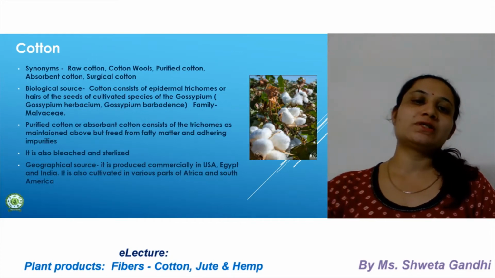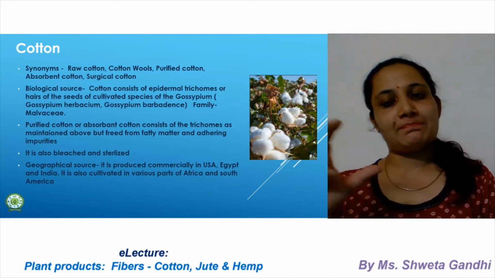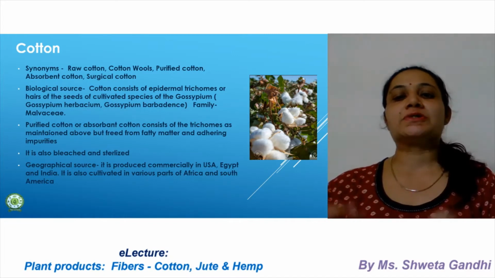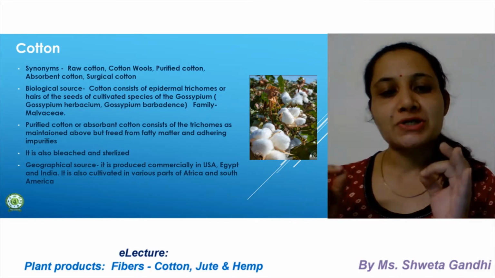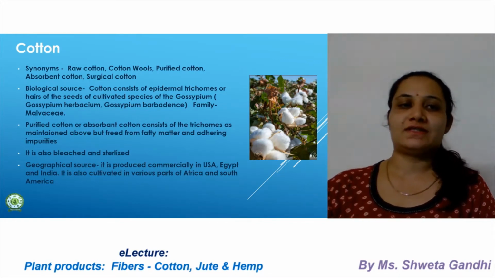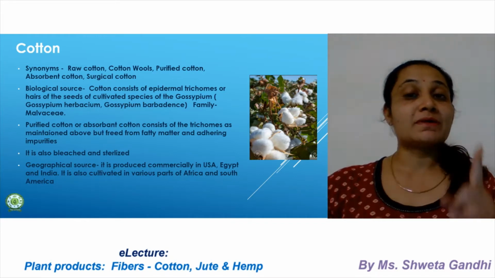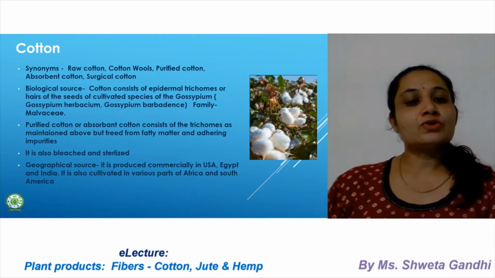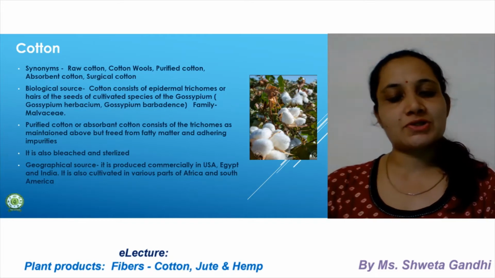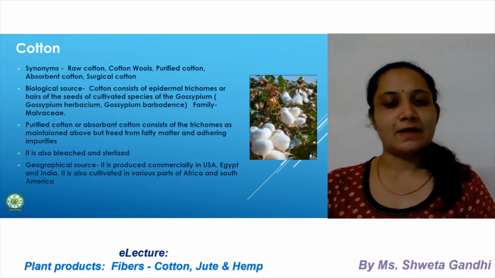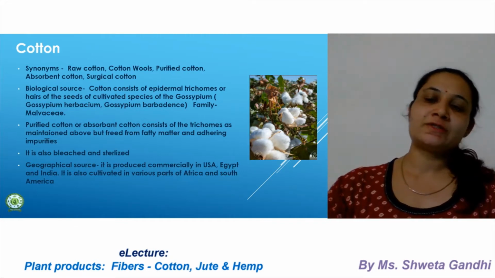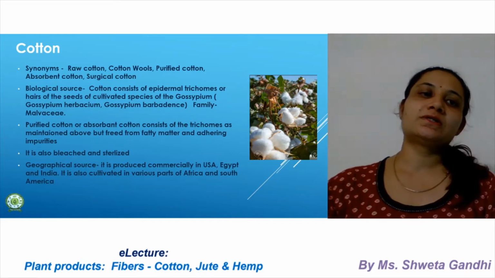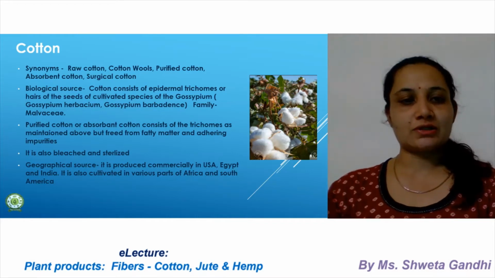What is the biological source? Cotton consists of the epidermal trichomes or the hair of the seeds of cultivated species of Gossypium herbaceum, and the family is Malvaceae. So you should remember the synonym and biological source. And then the geographical source. It is produced commercially in USA, Egypt, and India, and it is also cultivated in various parts of Africa and South America. So the major portion in this is that you should know the synonym and biological source.